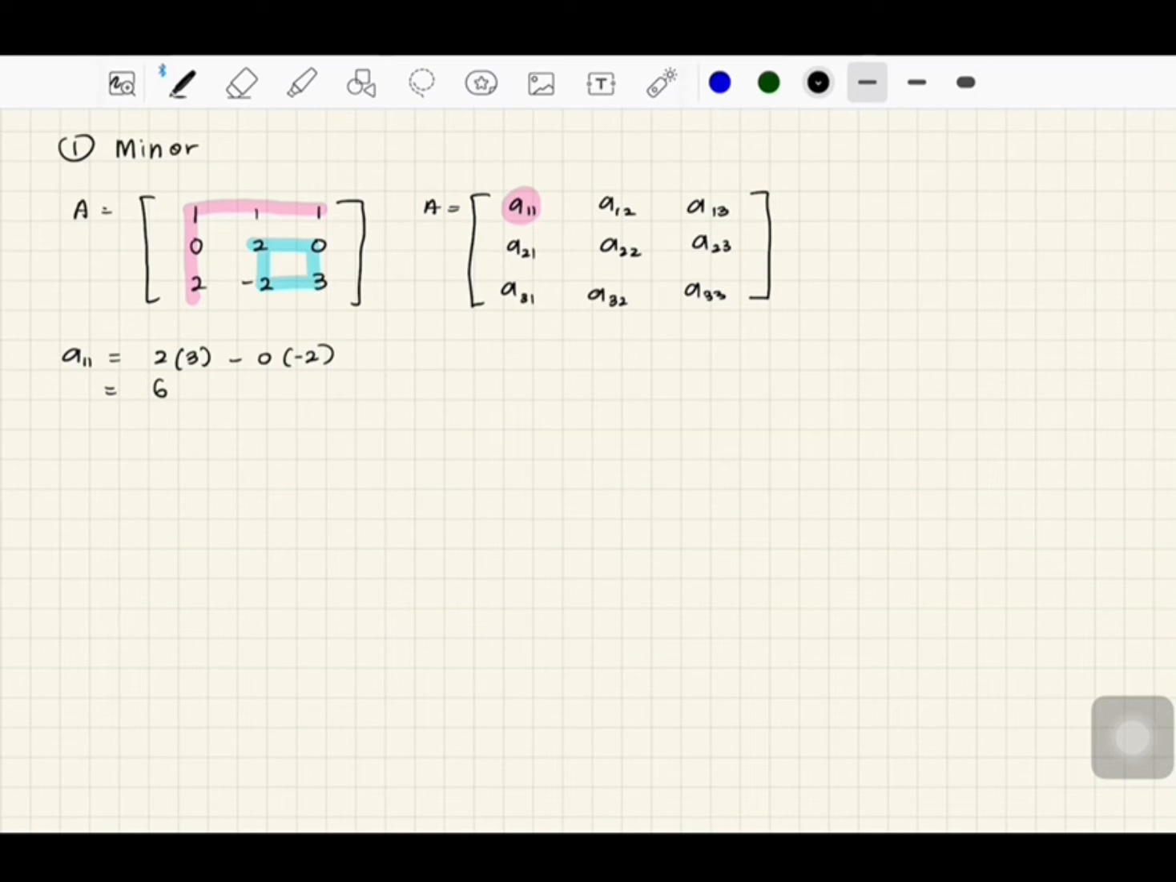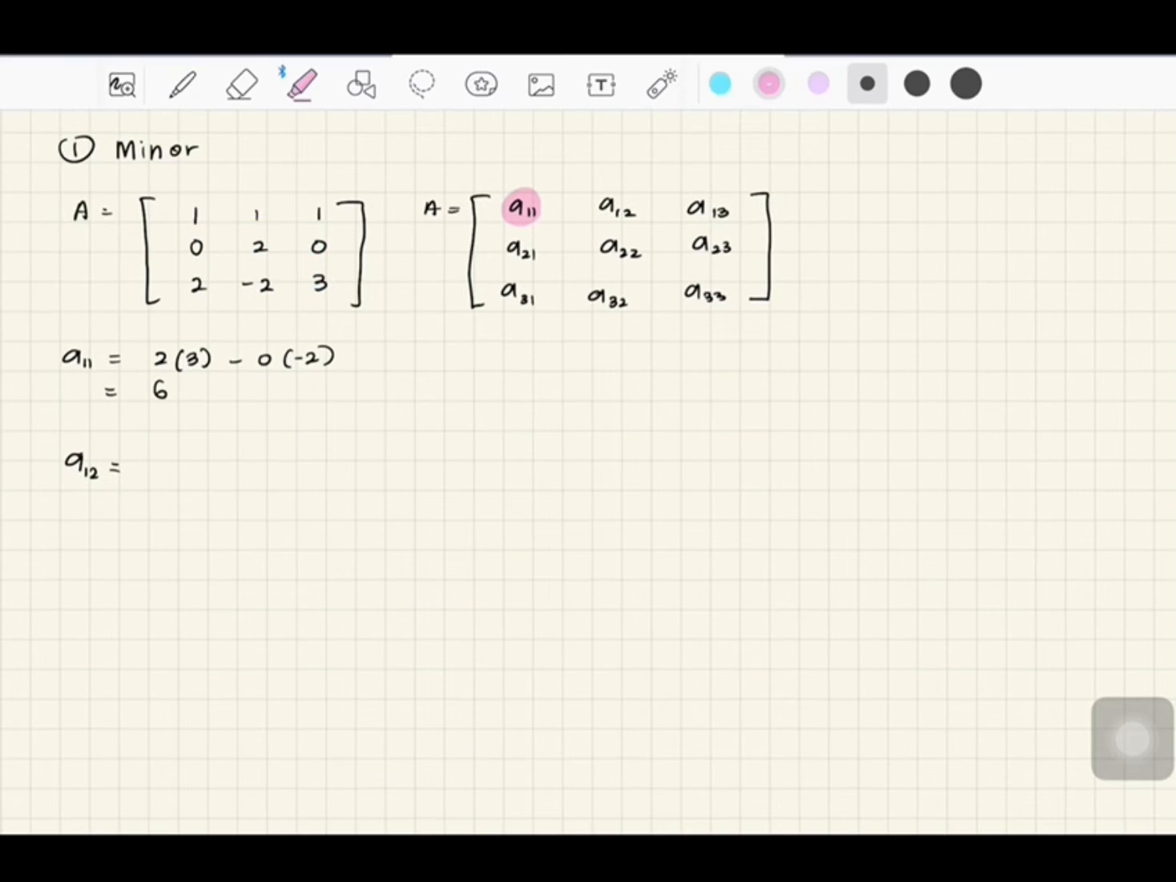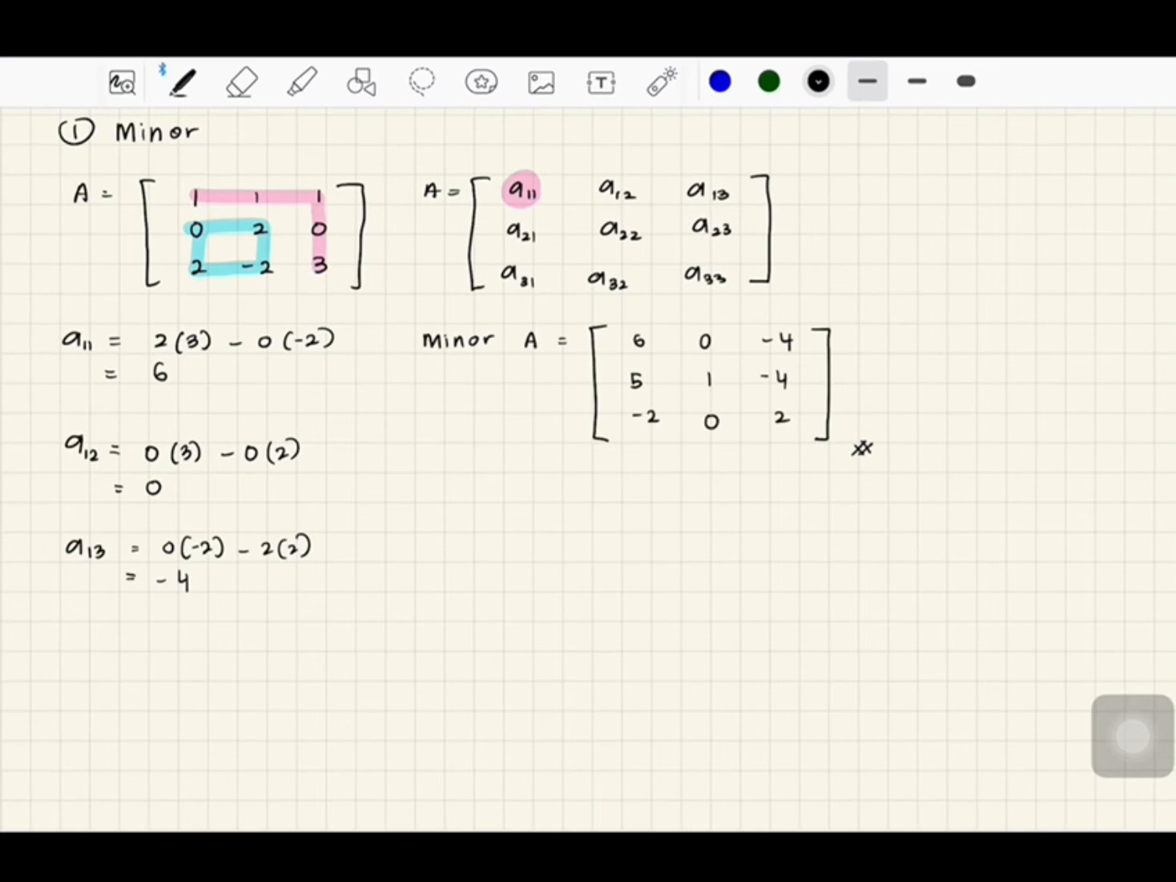Now, with the same method, we are going to find the minor for the A12 element, where we are not looking at the elements at row 1 and column 2. Just focus on the elements that are highlighted in blue, and with the same method, AD minus BC, 0 times 3 minus 0 times 2, and we would get 0 as the answer. If you are done, you can check the answers on the screen.